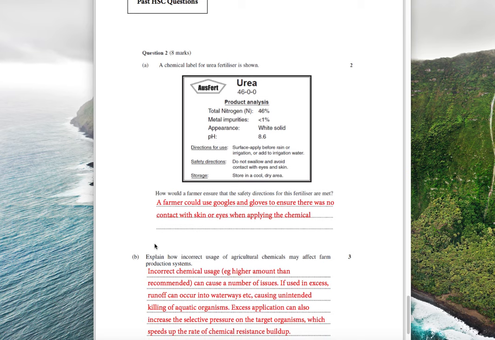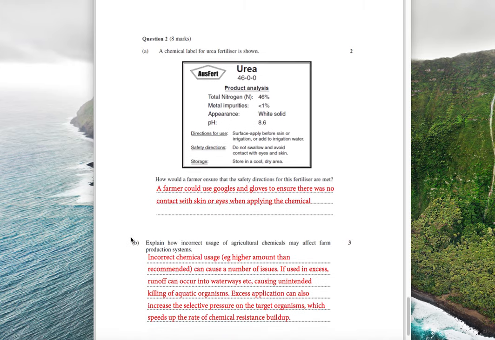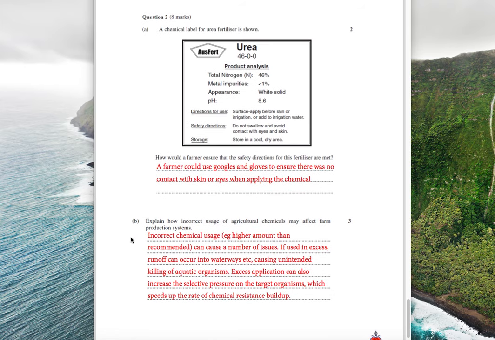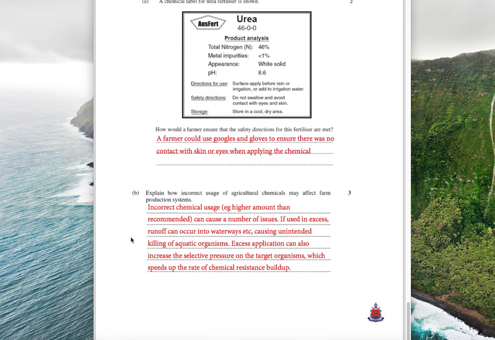If we look here, this is fairly straightforward too. It says a chemical label for urea fertilizer is shown. How could the farmer ensure that the safety directions for this fertilizer are met? It says do not swallow and avoid contact with skin. An easy way of doing that is a farmer could use goggles and gloves to ensure that there was no contact with skin or eyes when applying the chemical.